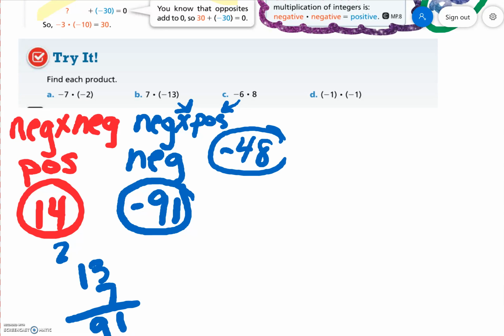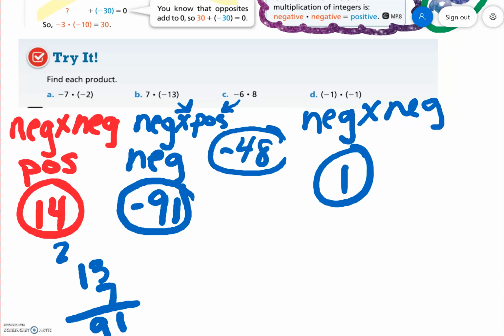And last but not least, a negative times a negative again gives us a positive answer. 1 times 1 is just 1. Next page.